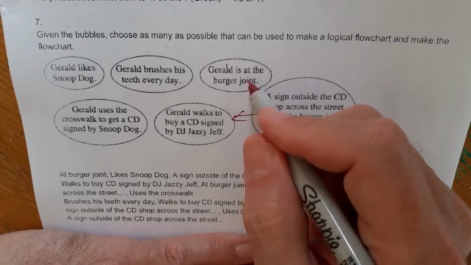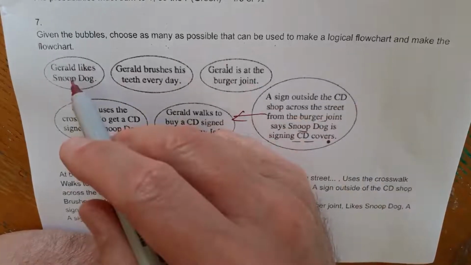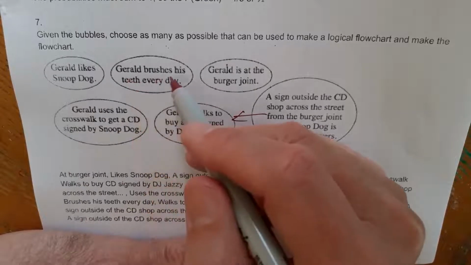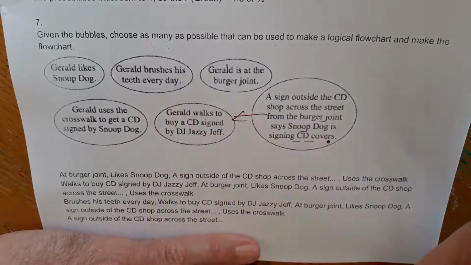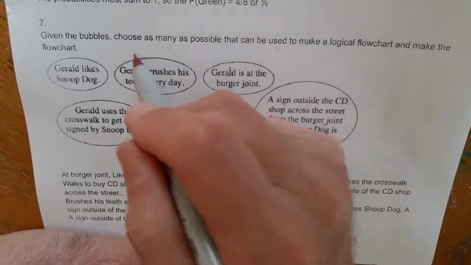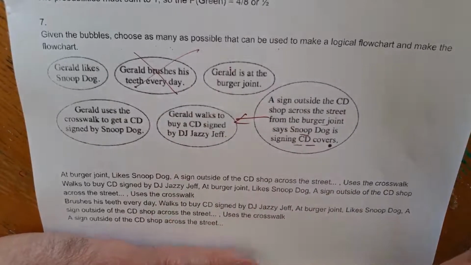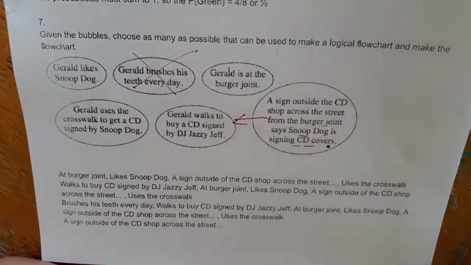Okay, Gerald is at the burger joint. Gerald likes Snoop Dogg. Gerald brushes his teeth every day. Huh. I don't know what this has to do with anything. Okay.